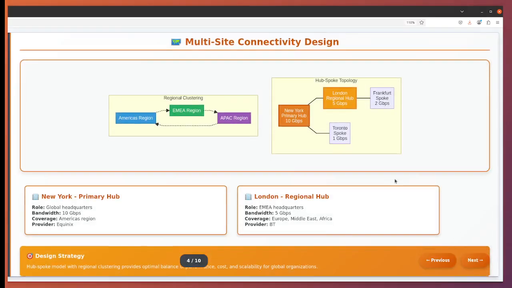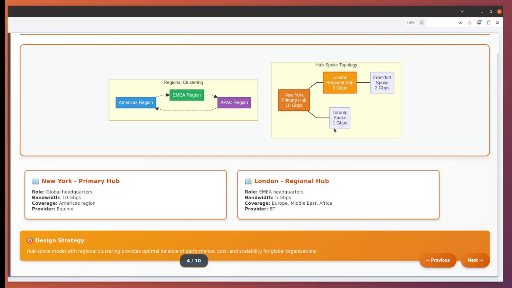Multi-site connectivity design. Designing multi-site connectivity with Global Reach requires strategic thinking about your network topology. The diagram illustrates different approaches you can take. The hub-spoke model designates one location as the primary hub, in our case, New York. All other sites connect to this hub, creating a centralized routing architecture. Regional clustering is particularly effective for global organizations. You might have an Americas hub in New York as primary, an EMEA hub in London as regional, and an APAC hub in Singapore for future expansion.